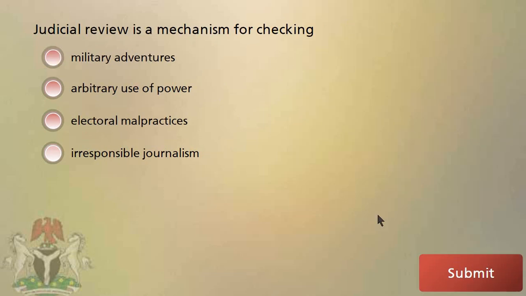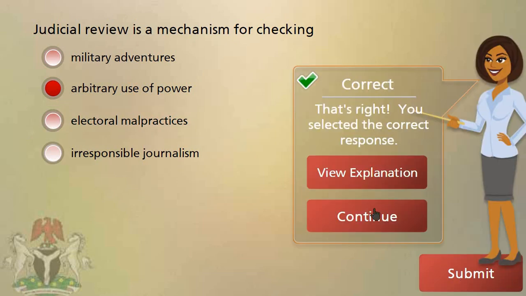Question 18. Judicial review is a mechanism for checking A. Military adventures. B. Arbitrary use of power. C. Electoral malpractices. D. Irresponsible journalism. The right answer is B. Arbitrary use of power. Judicial review refers to an action exercised by the judiciary to check an unlawful use of power by either the executive or legislature. That's why B is the right answer.